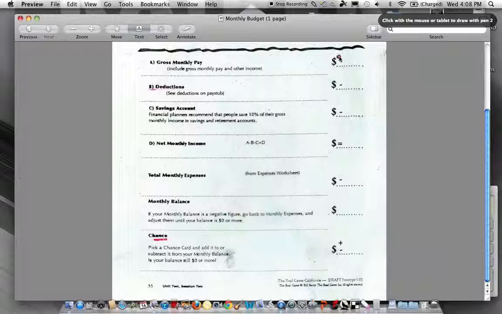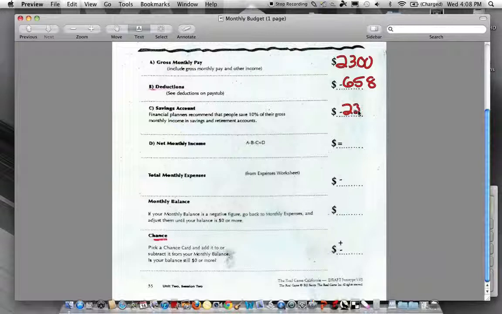So here's what he had, 2,300. His deductions were 658. He was saving 230. His net income was 1,442, and his total monthly expenses were $2,003, because that's what he ended up with. So as you can see, he is earning less than what he is spending.